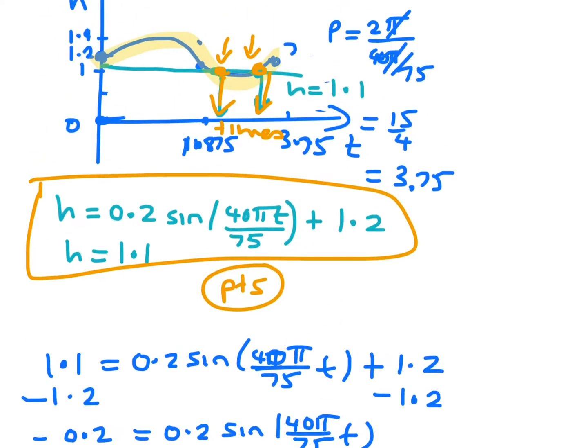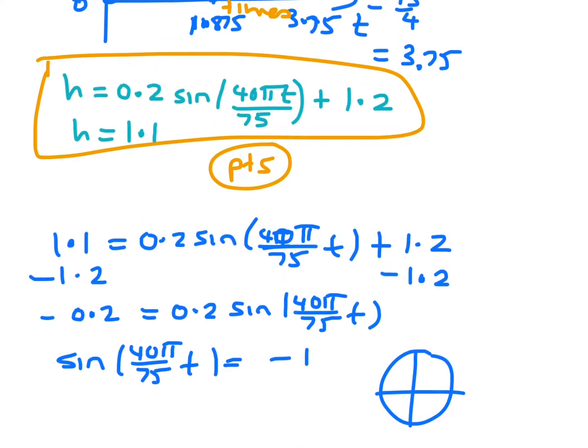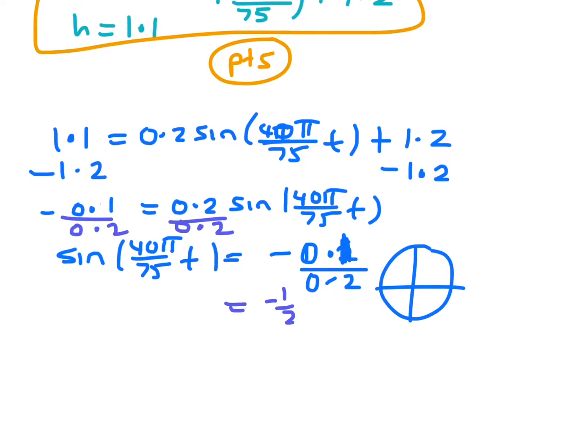Okay, so sorry, I can see I've just made a calculation error. That should be 1.1 minus 1.2, which is minus 0.1. So that'll be minus 0.1 divided by 0.2. Because if you divide by 0.2, you end up with minus 1/2. So where is sine equal to minus 1/2?